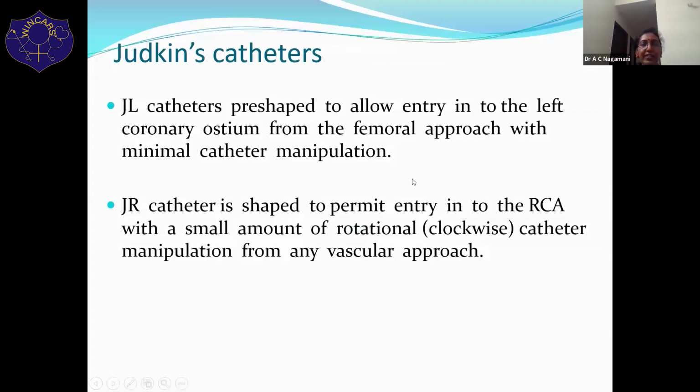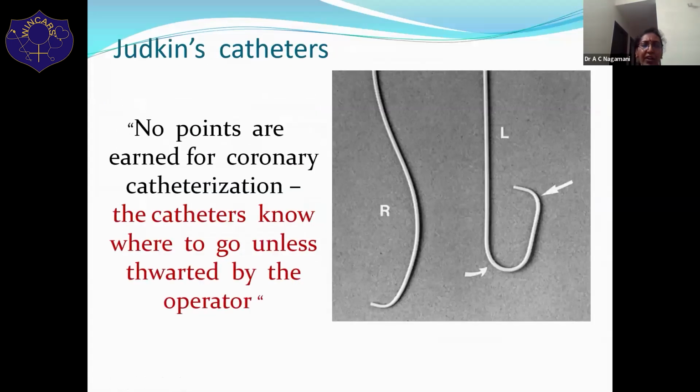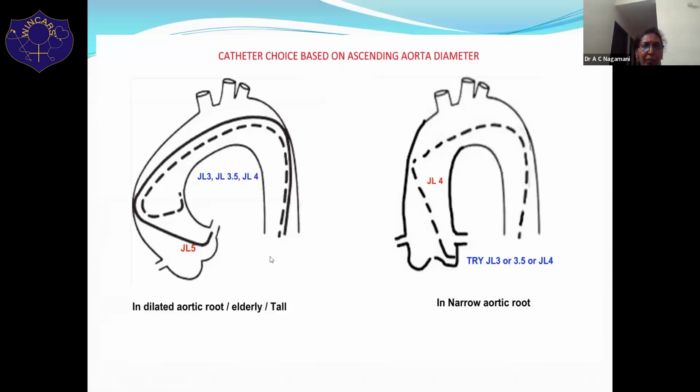The JL catheters are pre-shaped to allow entry into the left coronary ostium. So this becomes easier as compared to our Tiger catheters. Dr. Judkins himself said that the catheters know where to go unless thwarted by the operator. So no points are earned for coronary catheterization when you are doing the femoral route.